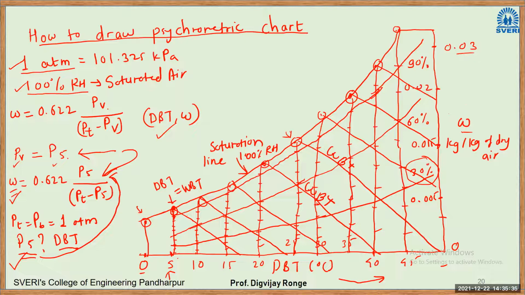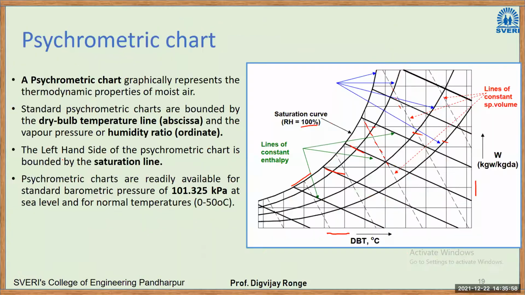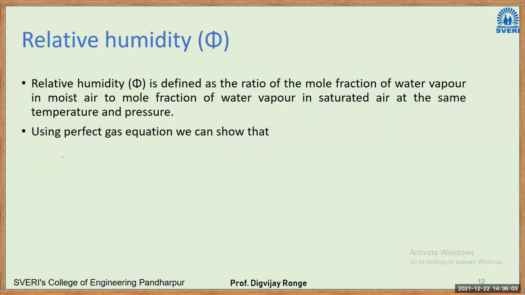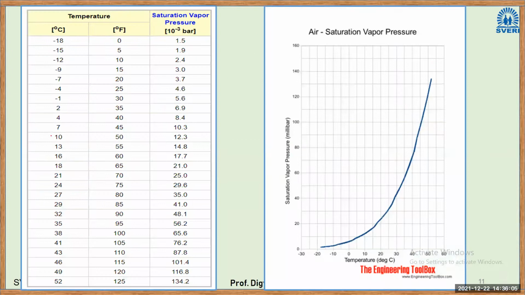So this is a basic thing. First draw dry bulb temperature and specific humidity. Now the formula for specific humidity is given as 0.622 PV divided by PT minus PV. Here the partial pressure of water vapor in saturated conditions will be PSAT, so PV will be equal to PSAT. Then we have the PSAT values for different temperatures. See here, I will show you again. For every temperature, we have a PSAT value.